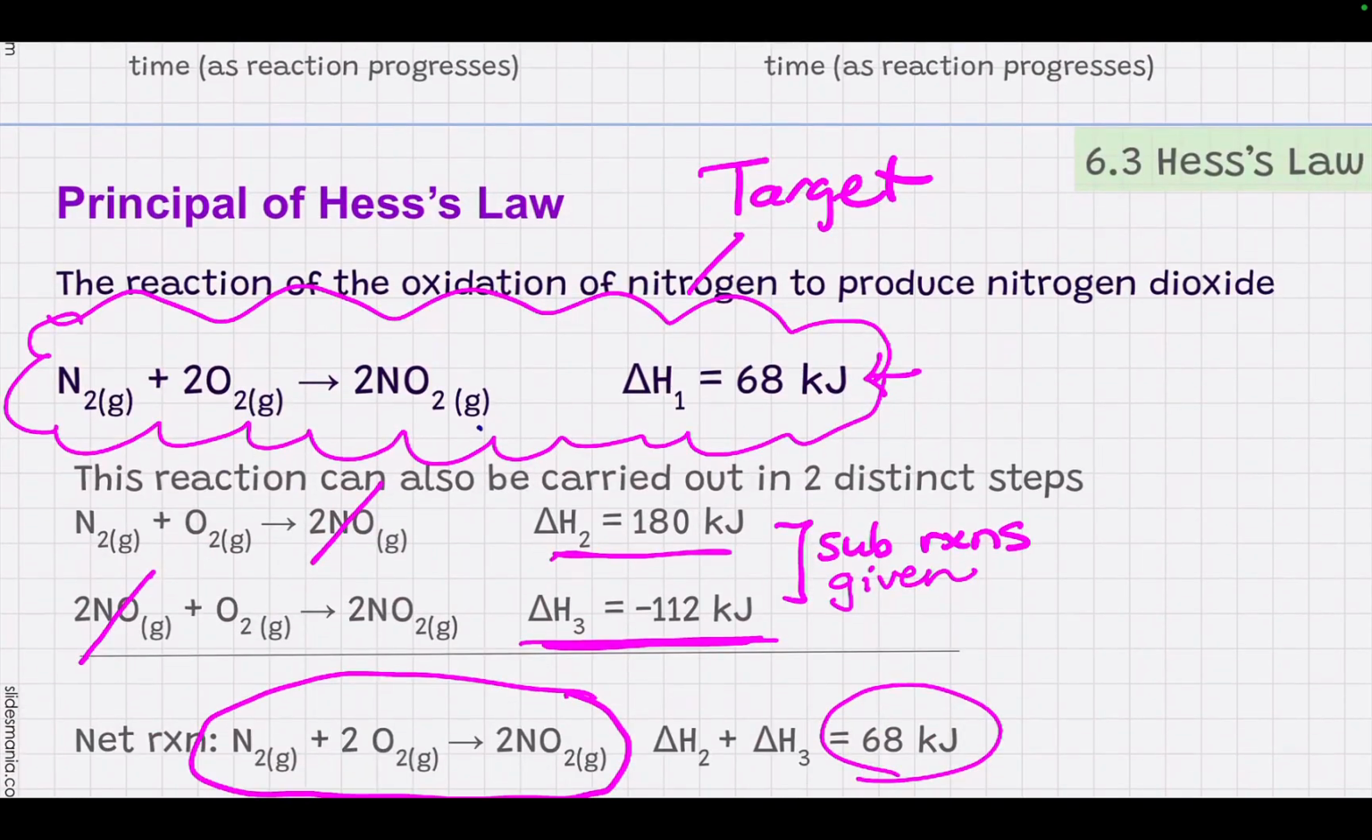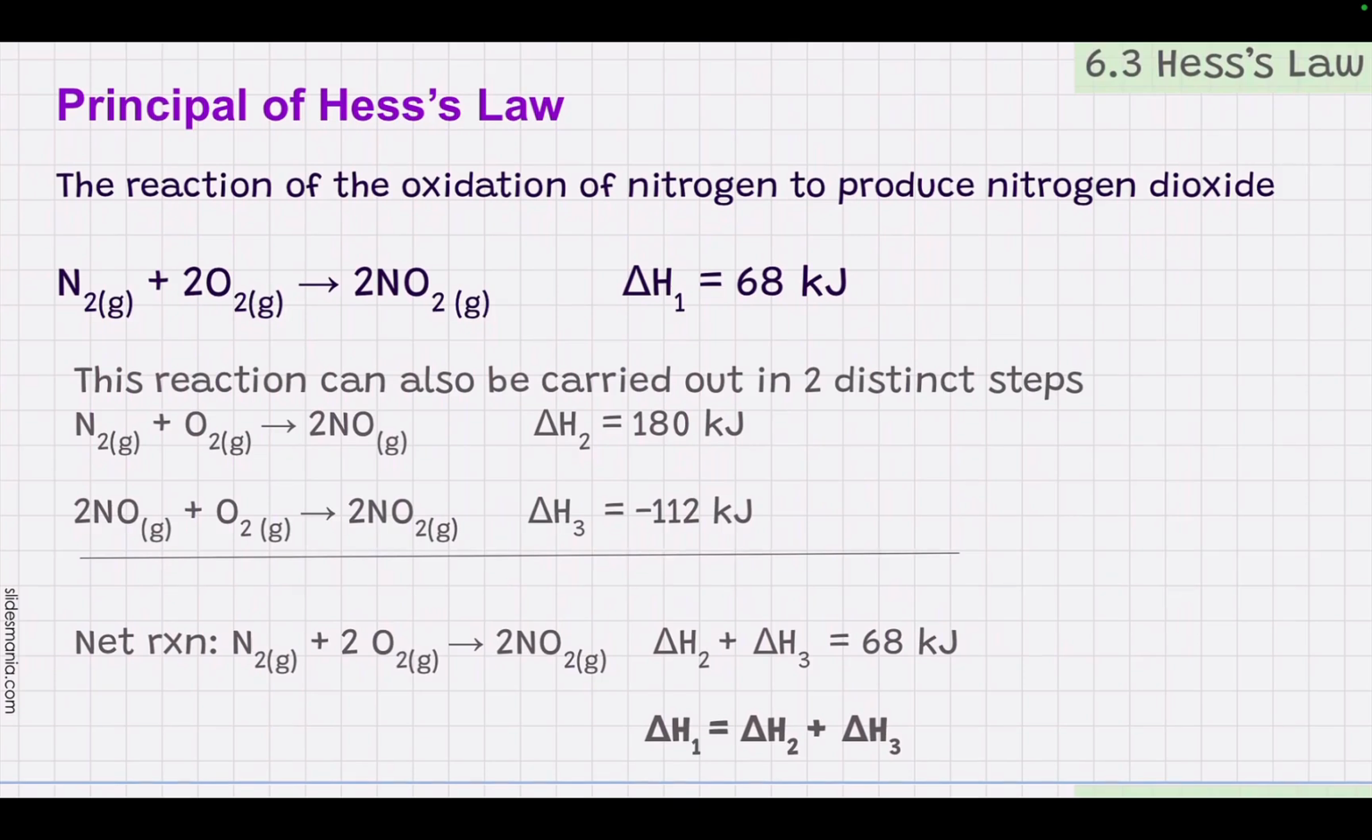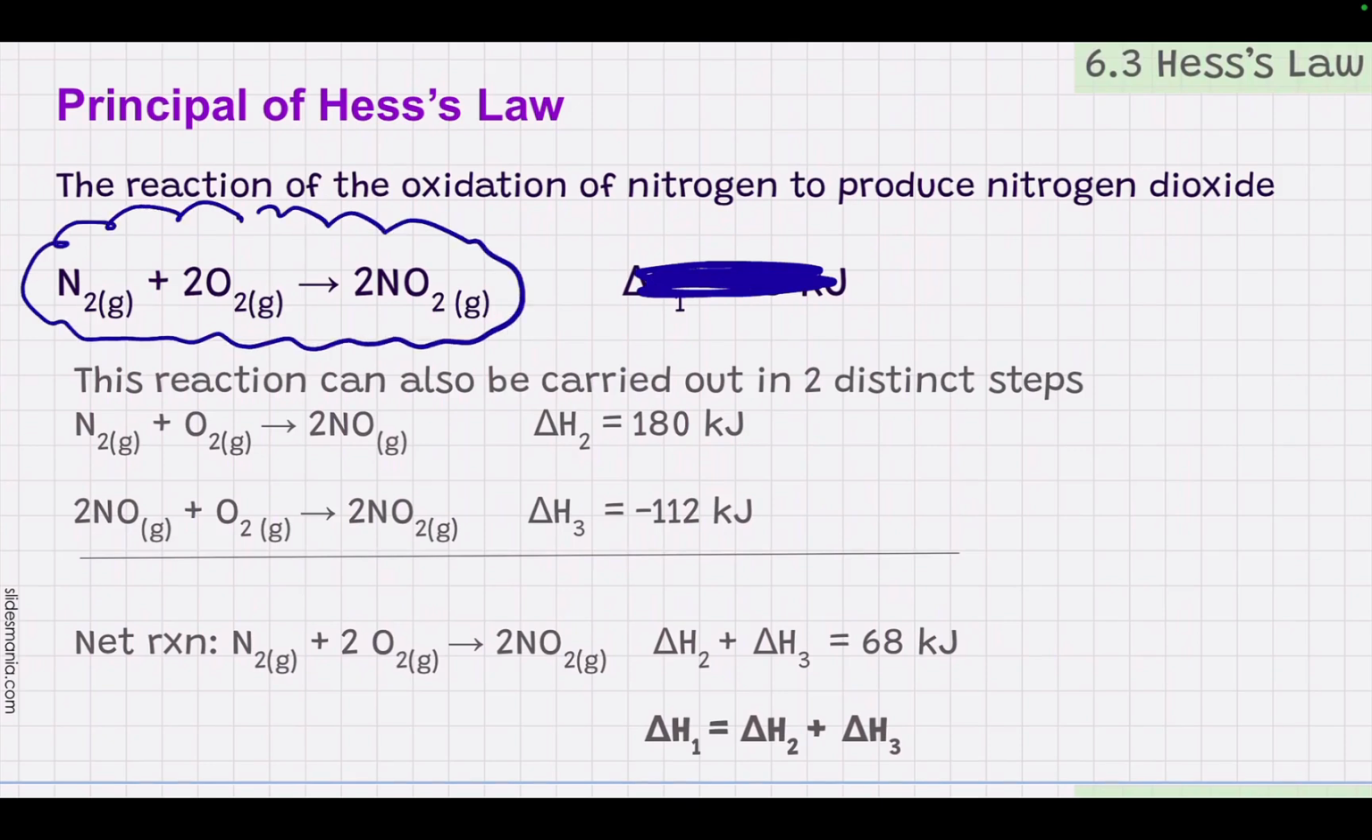So this is just me, I'm going to explain Hess's law with this. This is just an example. Let's say that I didn't know the delta H of this particular reaction. We'll call this reaction the target reaction. And what we do know, though, are the delta H values for these two, what I call sub-reactions or data. These are always going to be given to you when you do one of these problems.